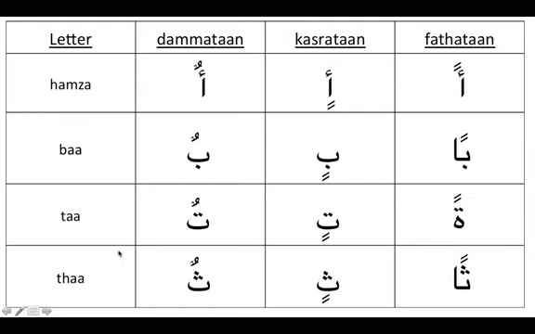This is the second exception that we spoke about just a second ago. Because this is a ta marbuta, there is no alif after it, and you just say ta fathatan tan, ta kasratan tin, ta dhammatan tun: tan, tin, tun. This is tha fathatan than, tha kasratan thin, tha dhammatan thun: than, thin, thun.